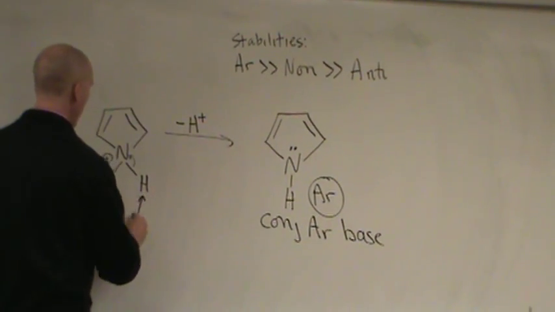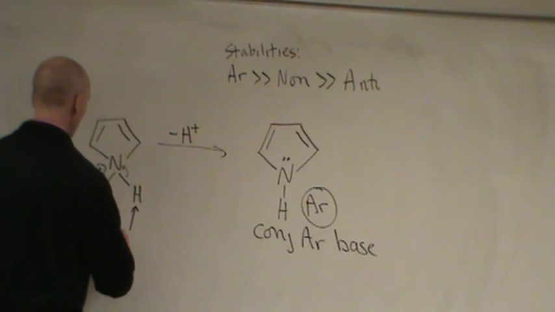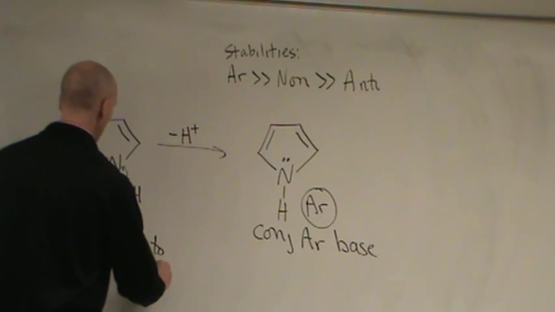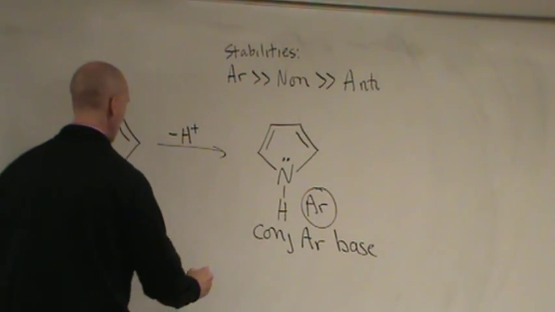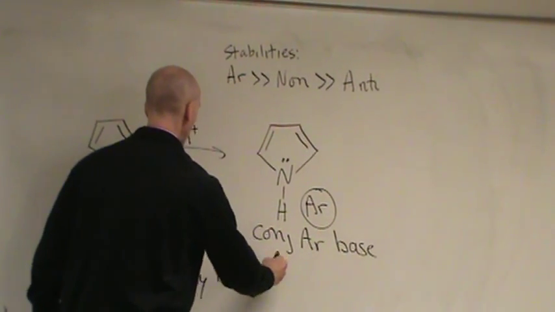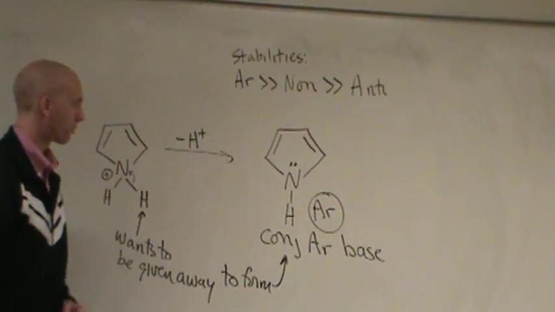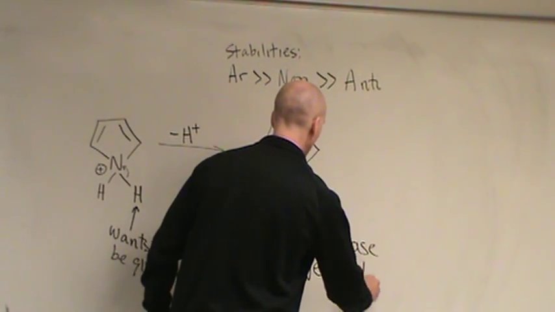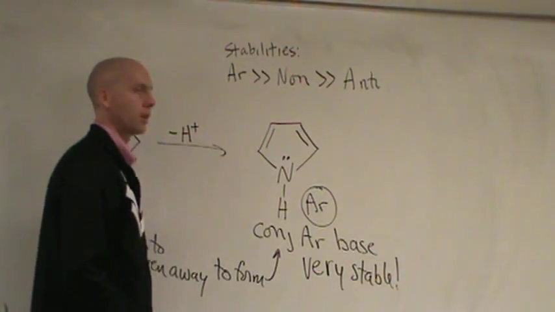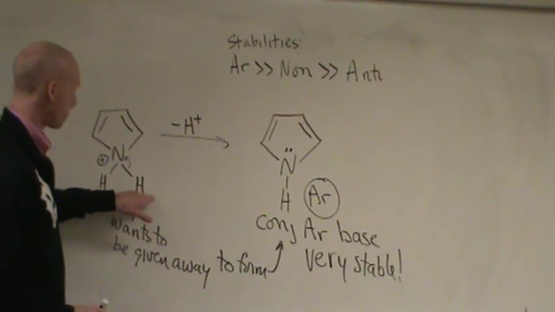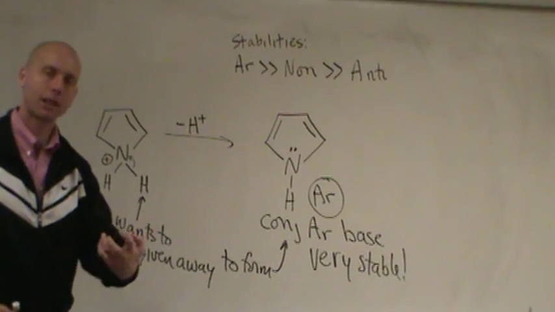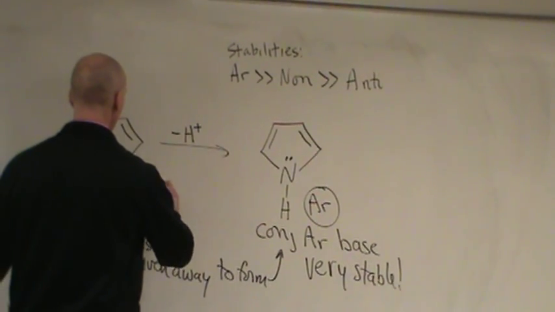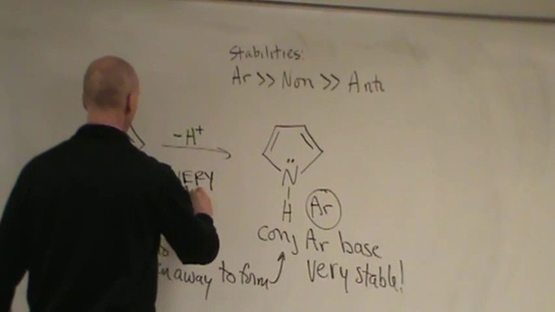And if this hydrogen wants to be lost, it wants to be given away so that it can form that conjugated aromatic base, which is what? Very, very stable. So it wants to give this away what? Badly. If a hydrogen wants to be given away badly, what do we say that that hydrogen is? We say that that hydrogen is thus very acidic.